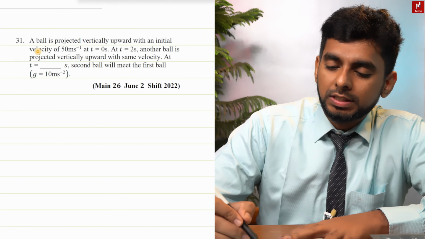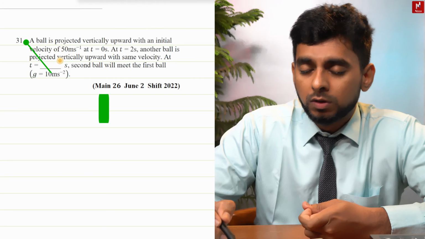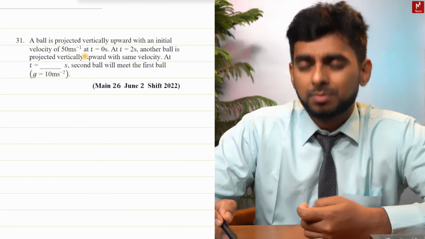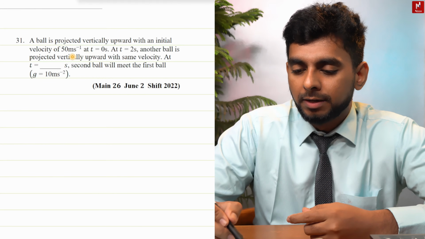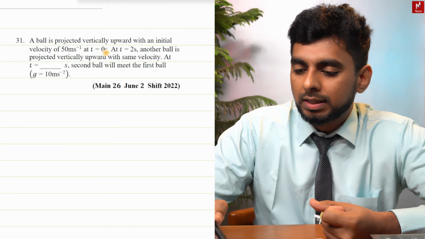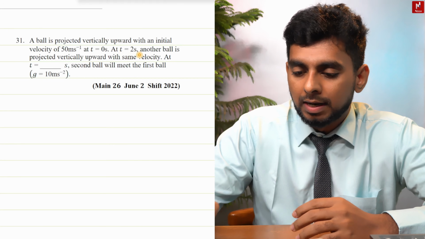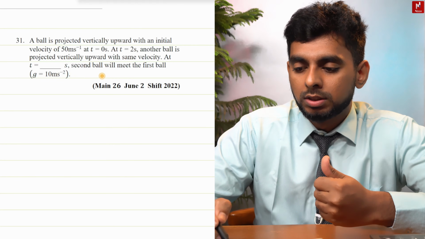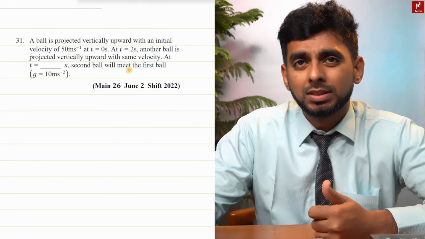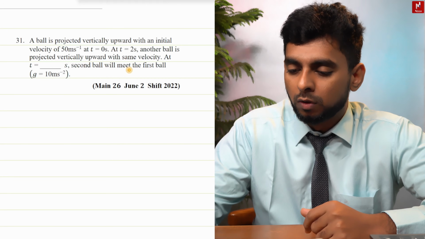The 31st question is, a ball is projected vertically upwards with an initial velocity of 50 meters per second. So I'm going to throw a ball vertically upwards with a speed of 50 meters per second at t equals 0. That was the starting time. At t equals 2 seconds, another ball is projected vertically upwards with the same velocity, right? So first I threw a ball, then I waited for 2 seconds and then I threw the next ball.